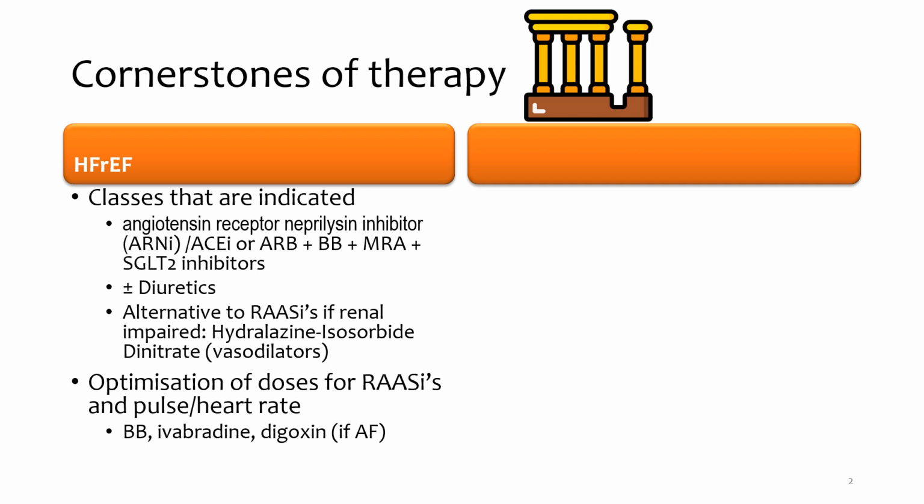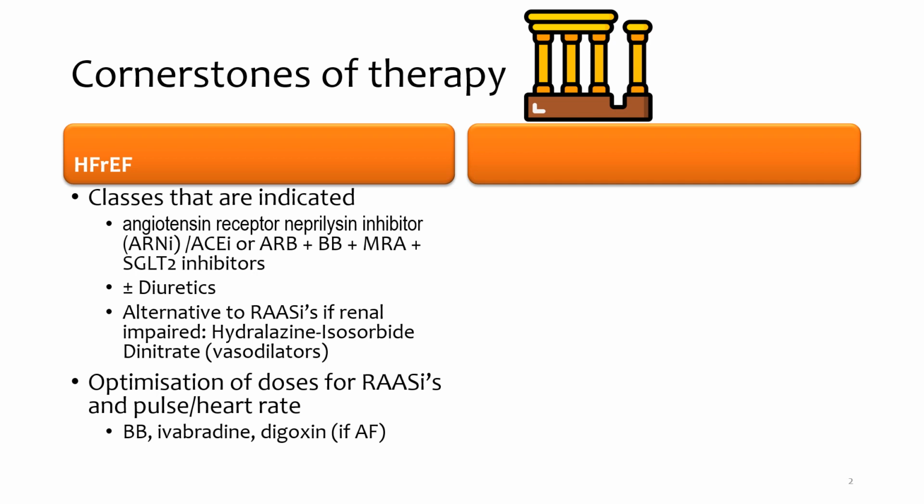Now, diuretics that are commonly used in HFrEF are loop diuretics, and those comprise furosemide and bumetanide. We'll go through them a little bit more later. The most recent class that's been added to the cornerstones of therapy is the SGLT2 inhibitors. Originally, they were discovered and used for the treatment of diabetes. And it was only of late that people realized that SGLT2 inhibitors can also be used to treat HFrEF.